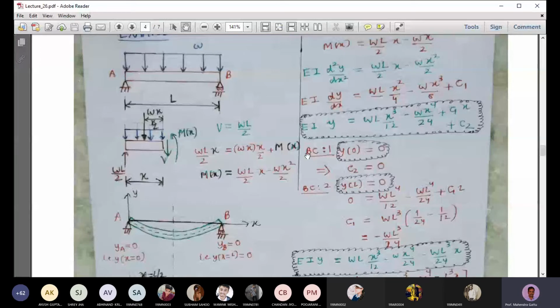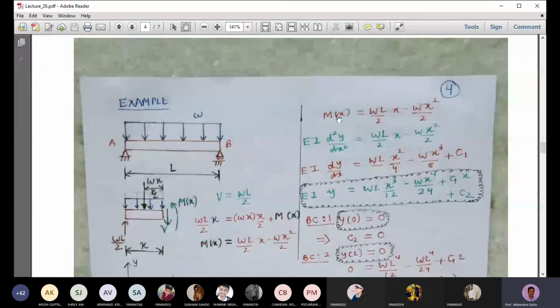So wL by 2 into x is equal to wx into x by 2 plus M of x. You can send wx square by 2 to the left hand side, and we'll get wLx by 2 minus wx square by 2. So that is the bending moment as a function of x. So M of x is wLx by 2 minus wx square by 2.